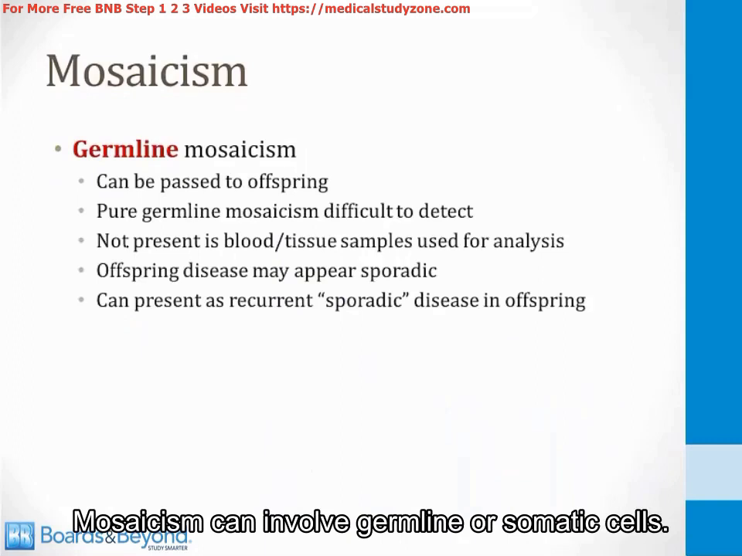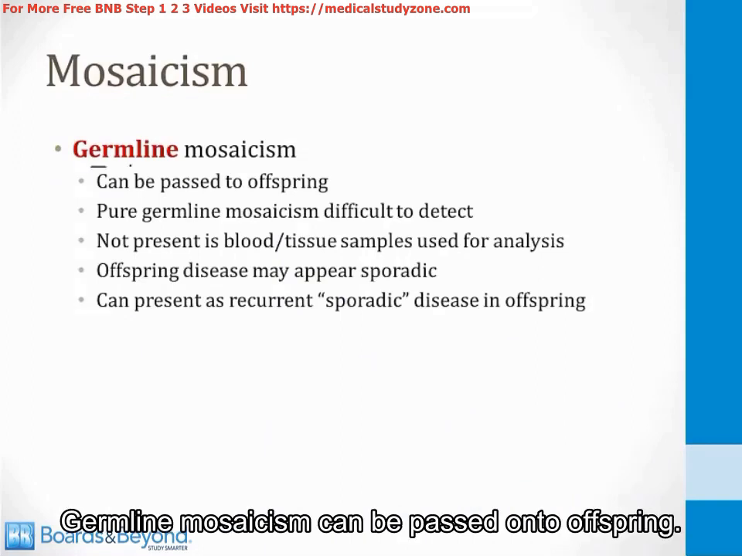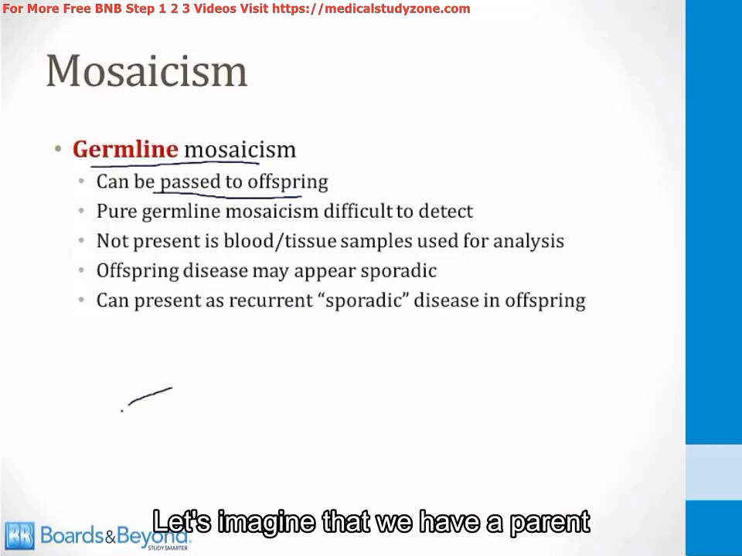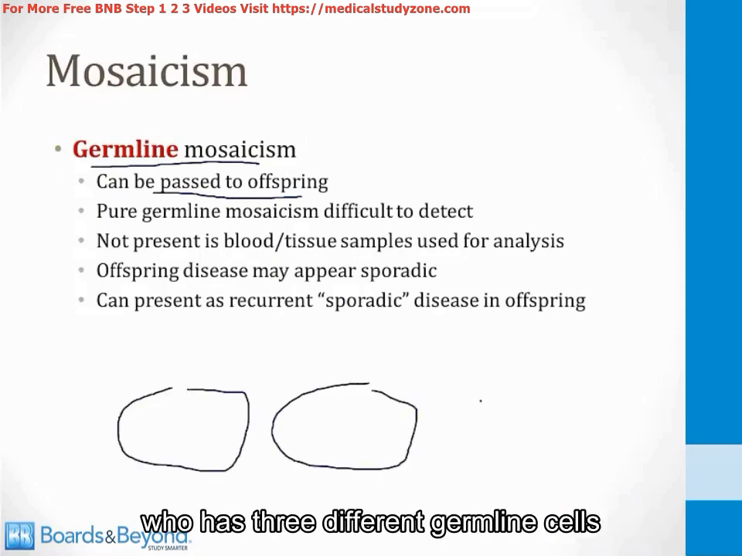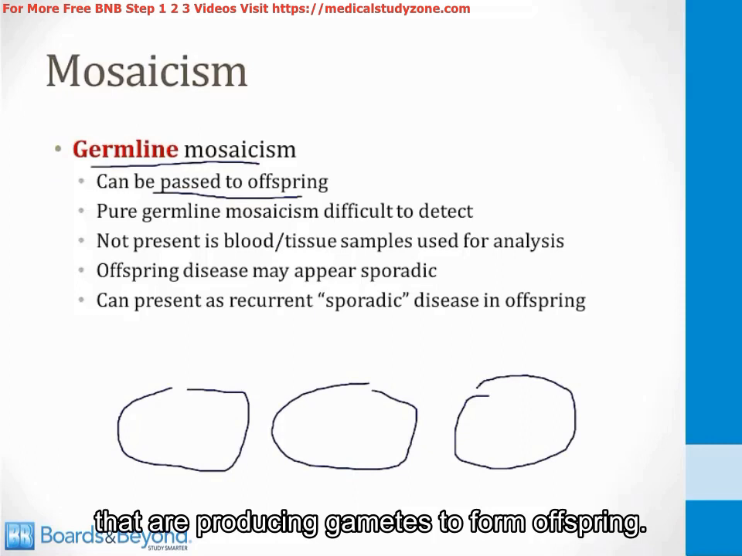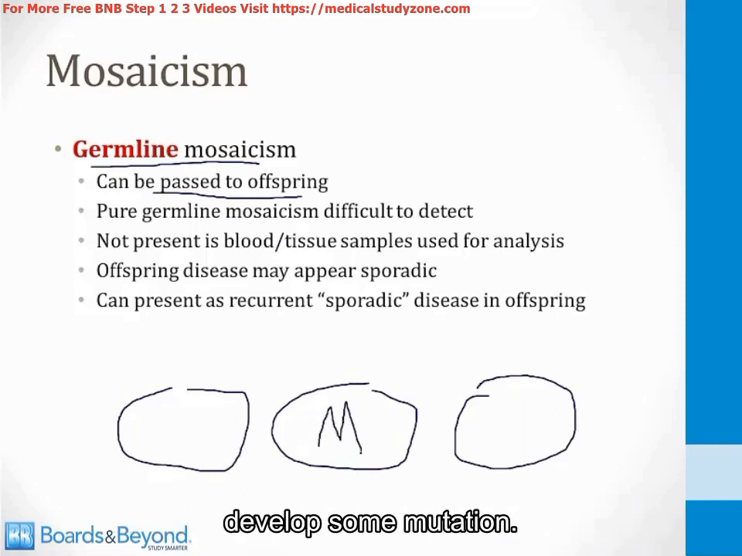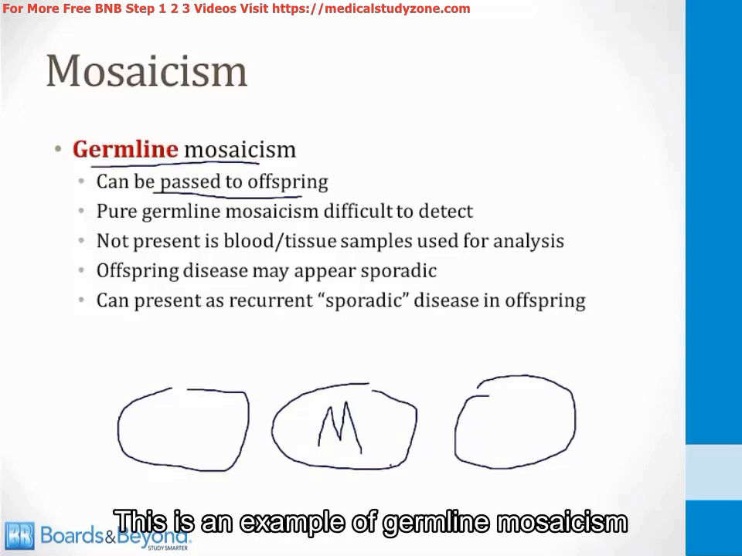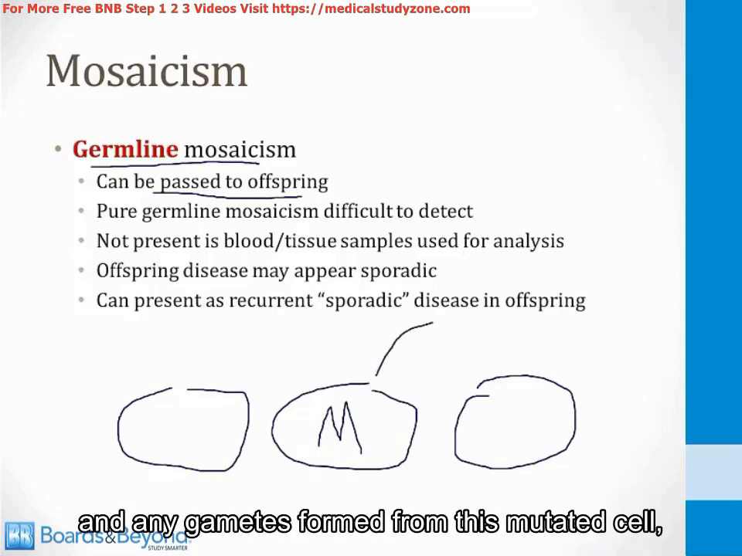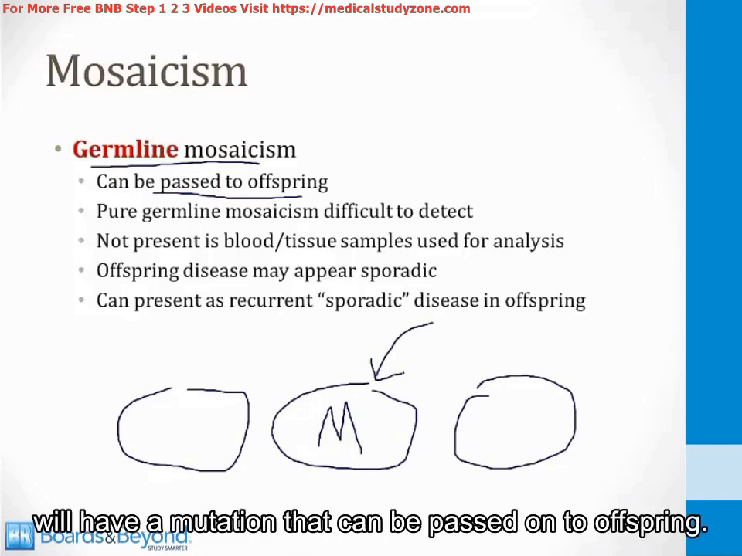Mosaicism can involve germline or somatic cells. Germline mosaicism can be passed on to offspring. Let's imagine that we have a parent who has 3 different germline cells that are producing gametes to form offspring, and let's imagine that one of those germline cells develops a mutation. This is an example of germline mosaicism, and any gametes formed from this mutated cell will have a mutation that can be passed on to offspring.